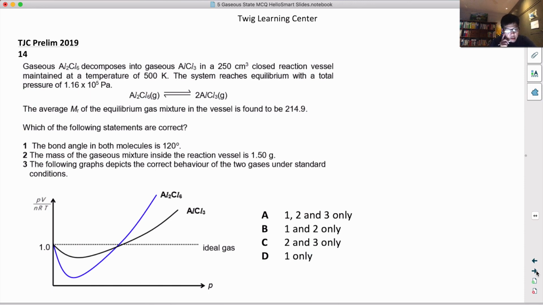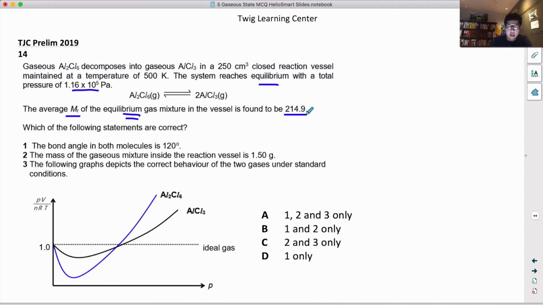Al2Cl6 decomposes into AlCl3 in this 250 cm³ closed vessel. They maintain the temperature at 500 and the pressure at equilibrium is this pressure. So the average Mr at equilibrium is found to be so much.